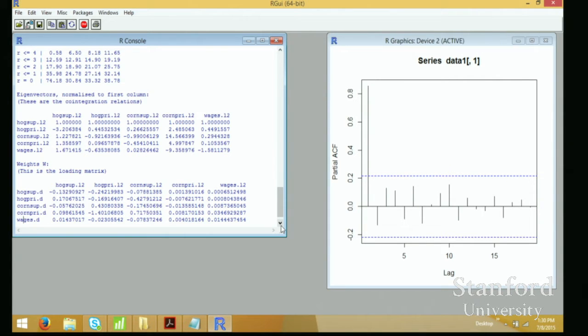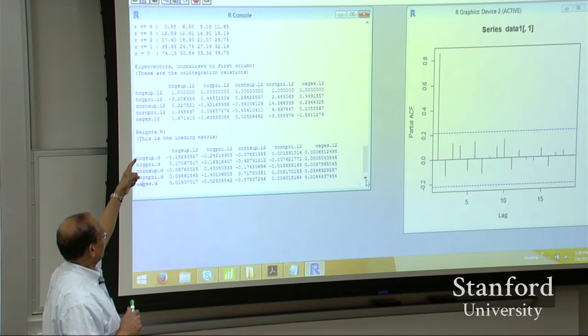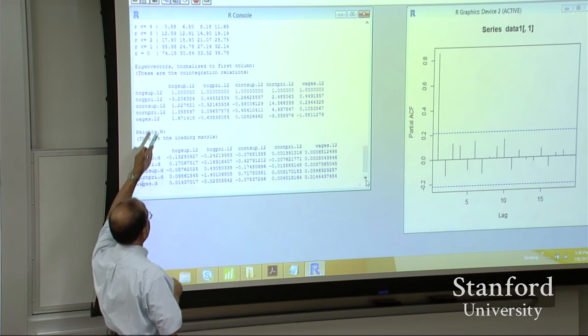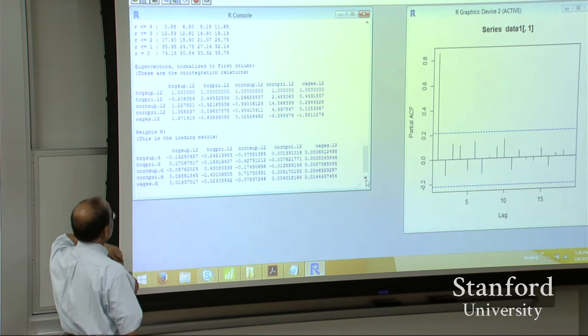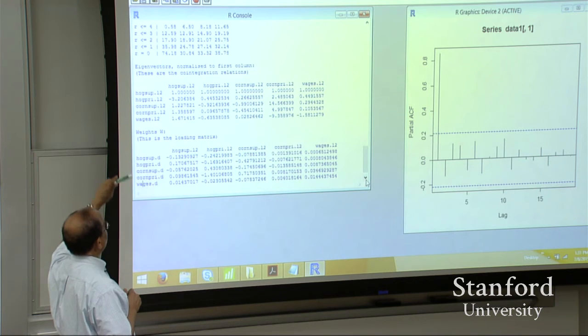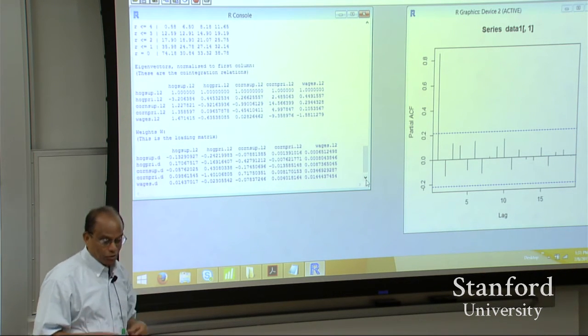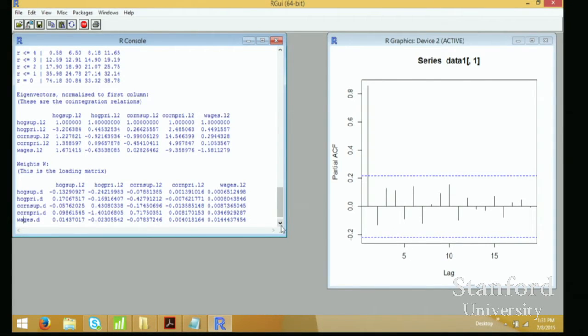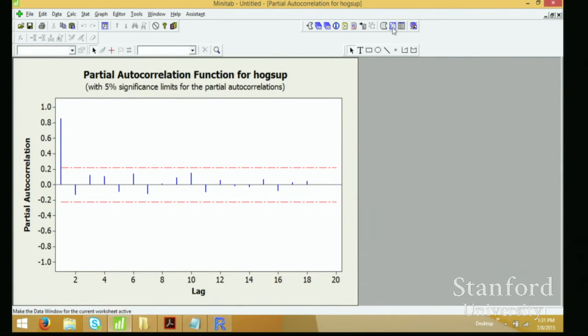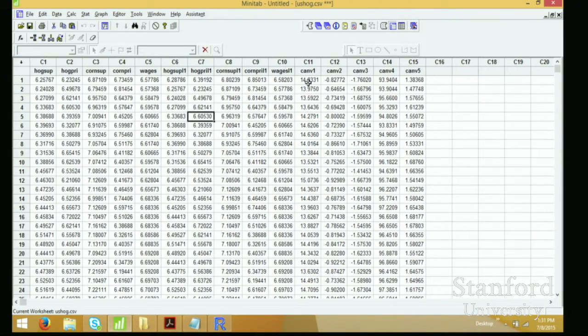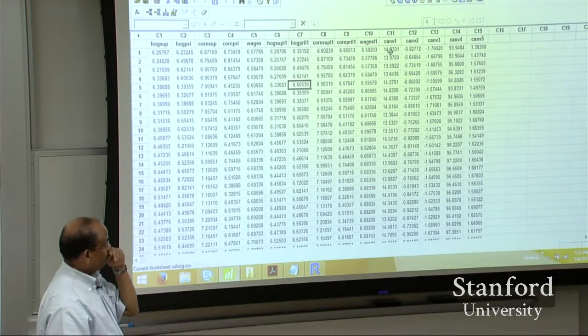Okay, so I took those linear combinations. What I'm saying is that this is going to be 1 times hog supply minus 3.2 times hog price plus 1.22 times corn supply and so on. I took those linear combinations and constructed what I call canonical variables. I've already done this here. Can you see that? These are the last 5 columns here, canonical variables. I'll post this particular file also, you can check. Those are the 5 variables that I have.